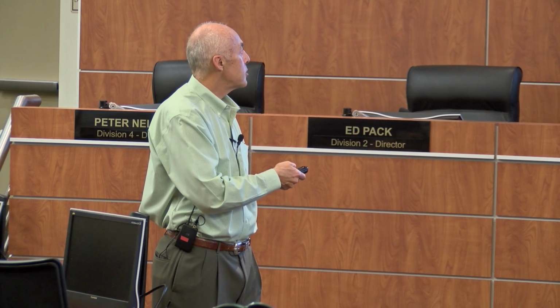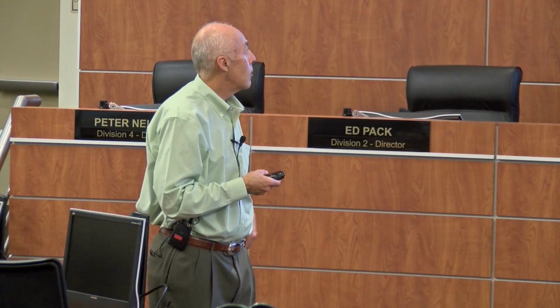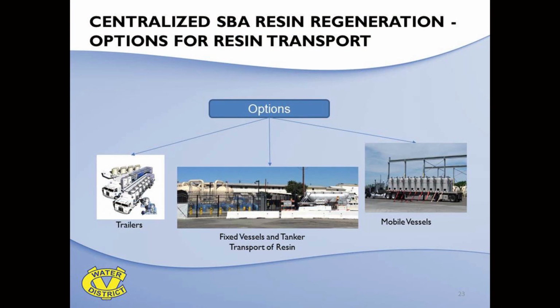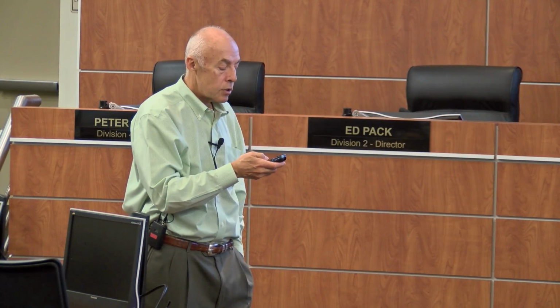And the final option, which is the one we selected, is fixed vessels, which you've seen on some of the renderings. The vessels would stay there. A truck would come in periodically, maybe every month or so, remove the resin. The same truck would have new resin and would put it into the vessel. The truck would leave and take it to the centralized regeneration facility for treatment. And that cycle just keeps repeating. So that's the option we've selected based on a whole bunch of different criteria.